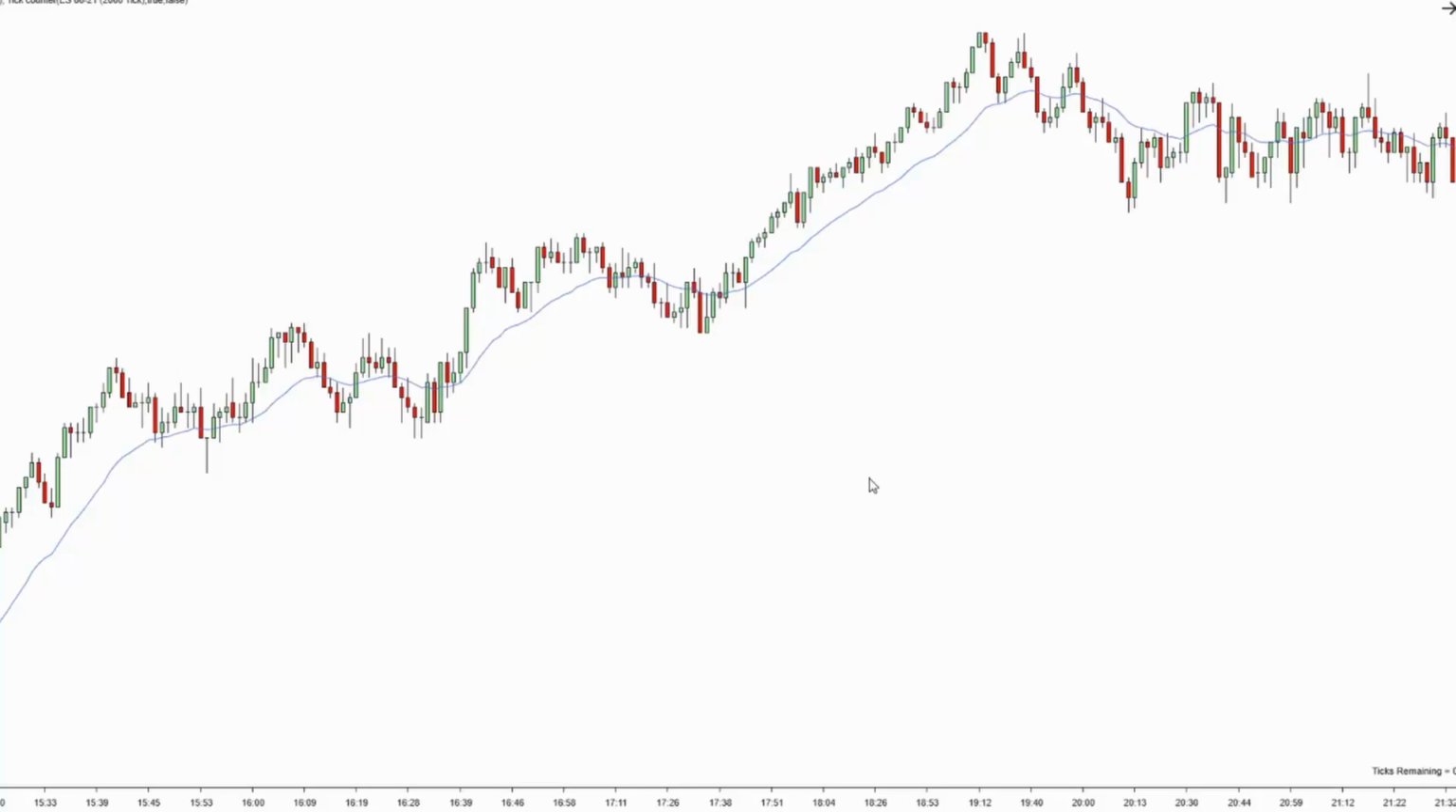What's going on, traders? In this video we're going to take a closer look at inside bars. We're going to talk about what inside bars are, how to trade them correctly, and when to avoid trading them. And at the end of the video I'm going to show you why I personally like trading inside bars and how they can save us some money.